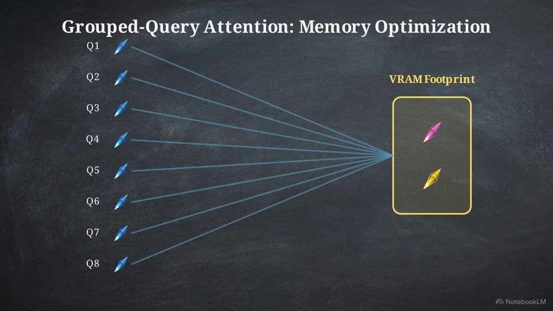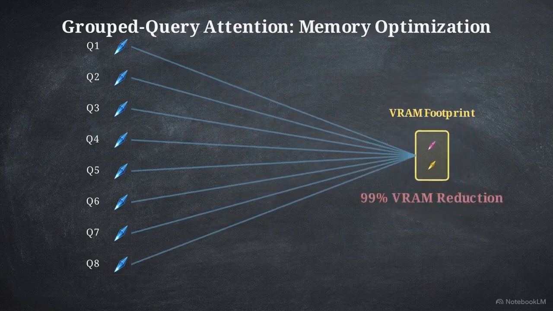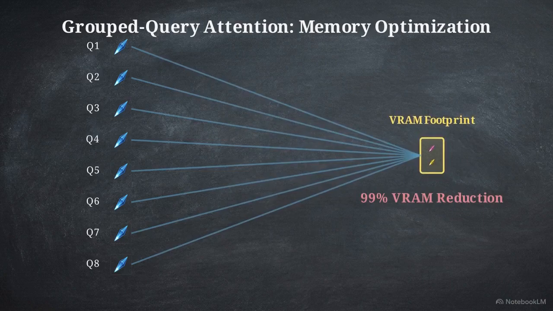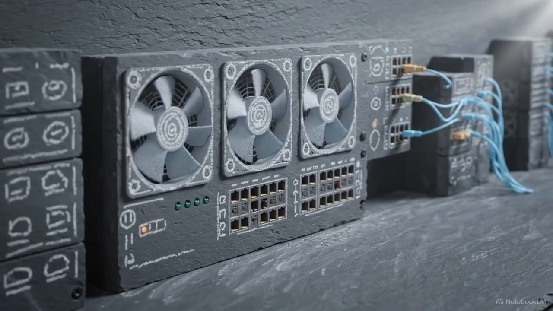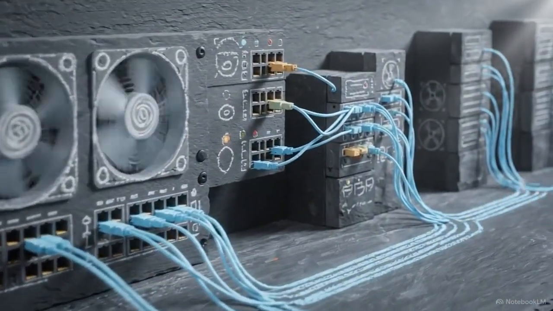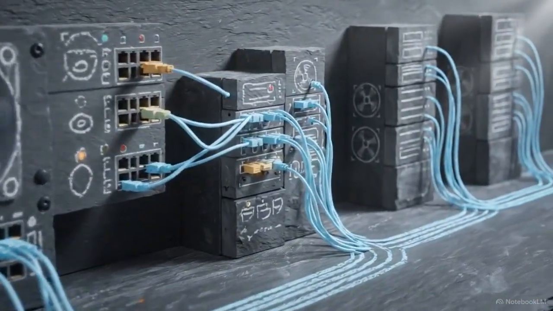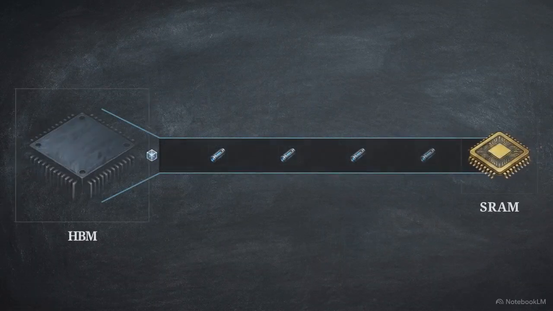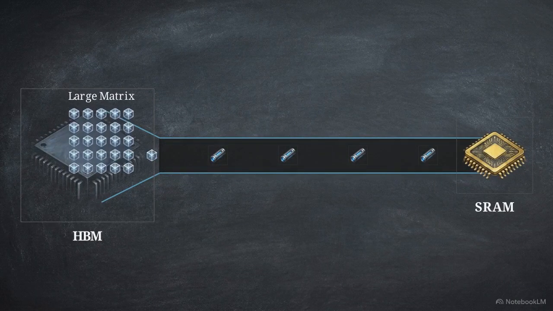Grouped query attention solves this by forcing multiple query heads to share a single set of keys and values, significantly reducing the memory footprint. Ultimately, these critical interventions allow the model to operate within the physical constraints of standard hardware without losing any accuracy. There is a physical bottleneck on the chip itself, the speed of memory.